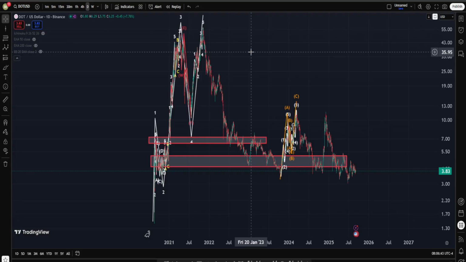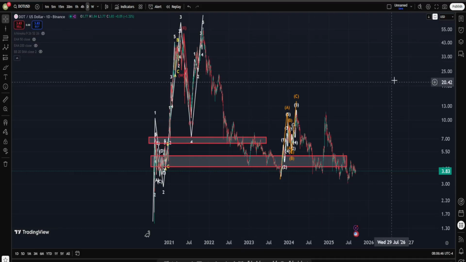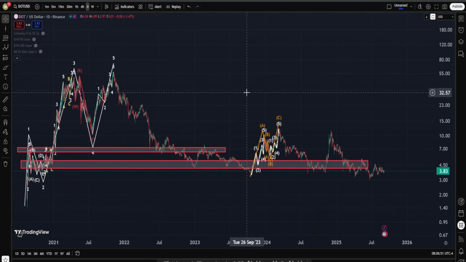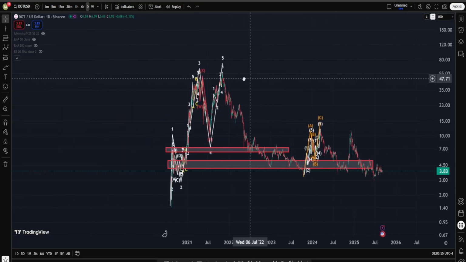And in this update, we are going to do a complete Elliott wave analysis on Polkadot's price chart and see what is going on. And I'm going to tell you why I am extremely bullish on this. So, are you ready? Let's dive in and see what is going on.